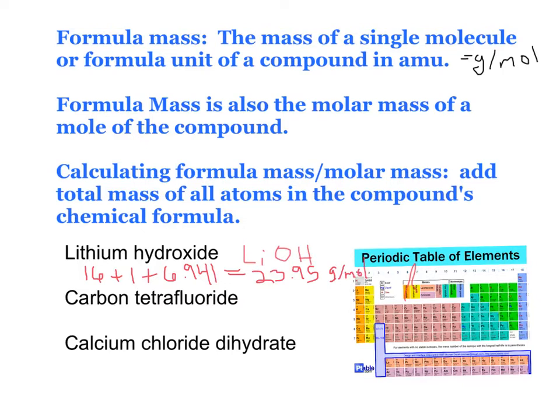Then the next one is carbon tetrafluoride. You have to know that is CF4. So it's 12.011 plus 18.998 times 4, since we have 4 fluorines. Hit enter, and you get 88.003. 88.00, I suppose.